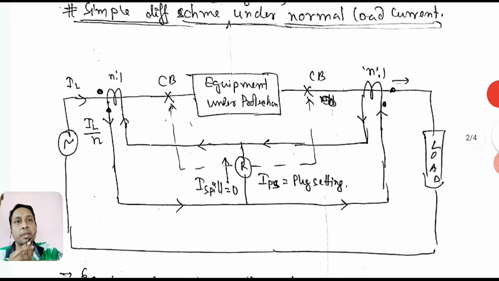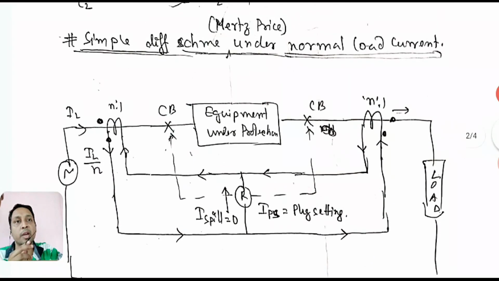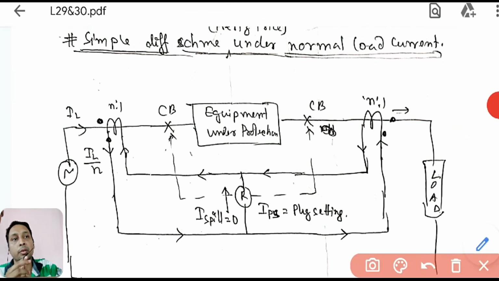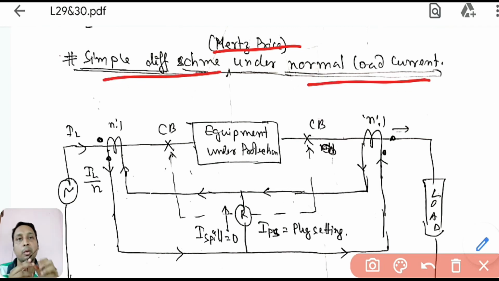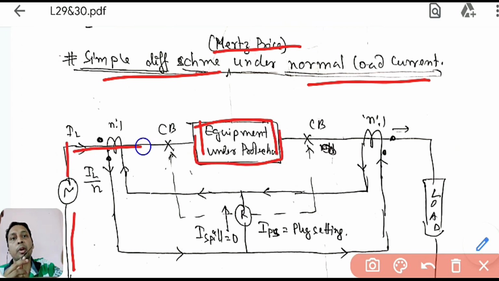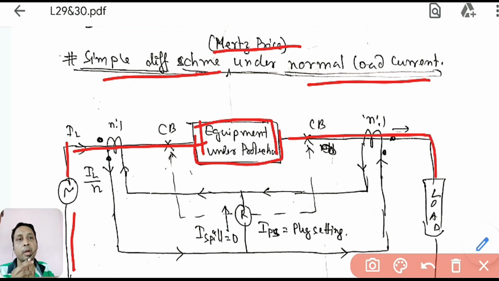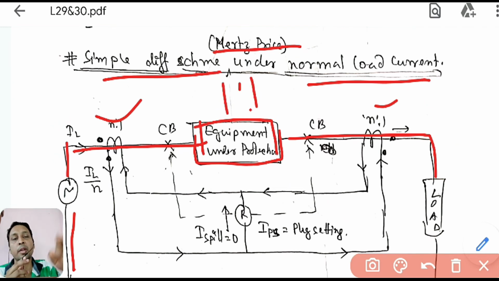Now if you see a simple differential scheme, which is also known as Merz-Price protection scheme. Simple, under normal condition, what will it be under normal load current? This is my equipment which I am supposed to protect, and this is a simple line I have taken, a voltage source, and the current is feeding through a load, and it is returning through a return path. Two CTs are connected with the same ratio, 1:1.